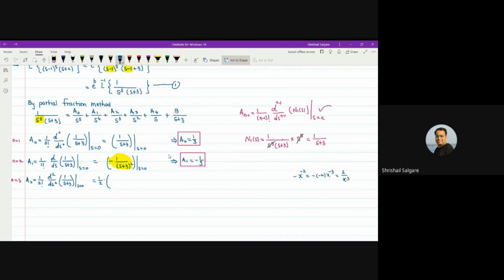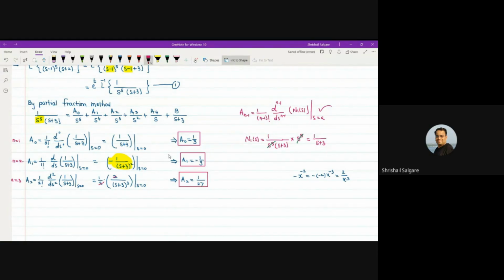So here the term will be 2 upon (s plus 3) squared, and the value of this function at s equal to 0. Here you can notice that this 2 and this 2 get cancelled at the evaluation. Therefore, the value of the next constant a2, at s is 0, is 1 upon 3 cube. What will it be? Very good, 1 upon 27. That is the next constant.